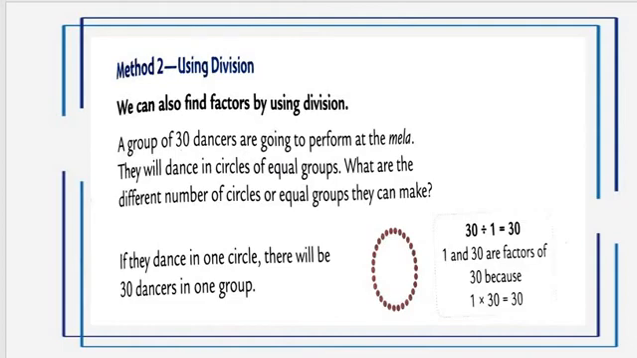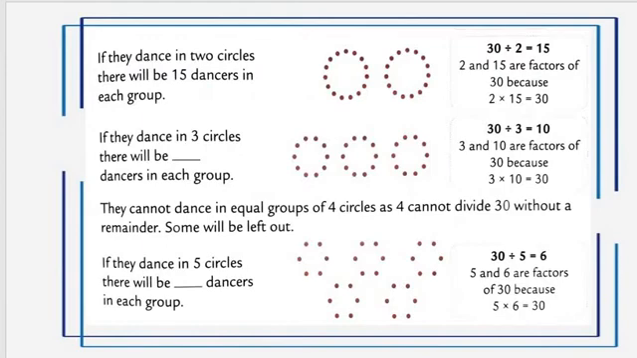As like that, 1 and 30 are factors of 30, because 1 thirties are 30 and 30 ones are 30. Understood? My dear students, I hope you all have understood. So we can also find the factors by which method? Using division. Now let's check further facts of using division for factors. If the dancers dance in two circles, how many dancers are there?